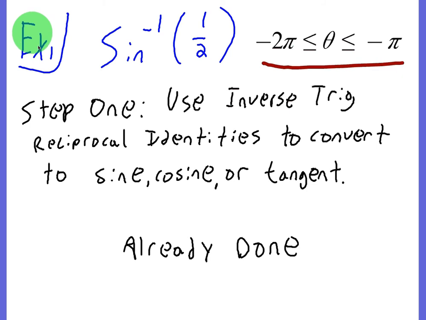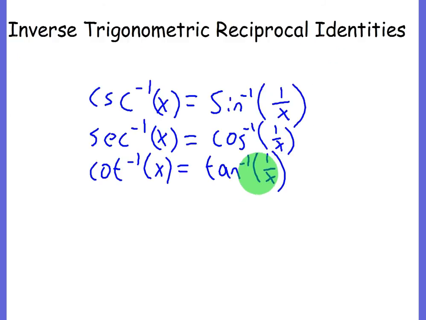Notice right off the bat, first of all, it's sine inverse of 1/2, but it's for this interval: angles between negative 2 pi and negative pi. Well, that's kind of tricky, right? These are not standard angles. However, step 1 is very similar. Make sure that this says either sine inverse, cosine inverse, or tan inverse. If not, we'll use those identities to convert them.